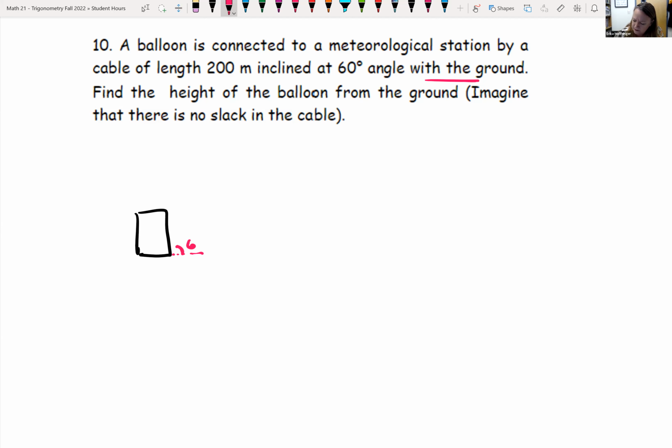So we have this ground here, and it's inclined by a 60-degree angle. And then we have some cable. And we know that cable has a length of 200 meters. And then we have our balloon. And we want to find the height of the balloon to the ground.